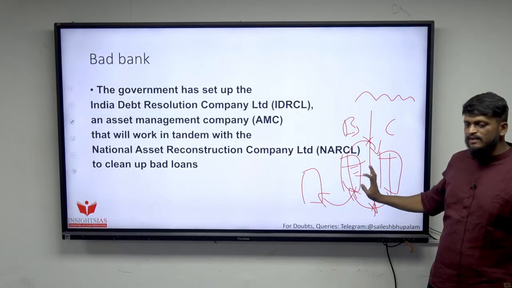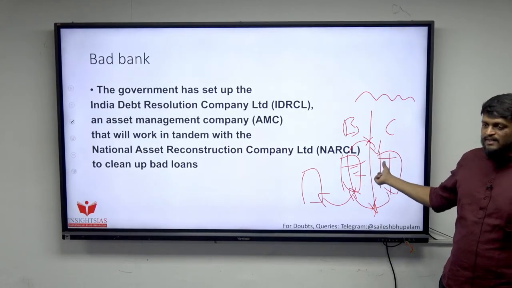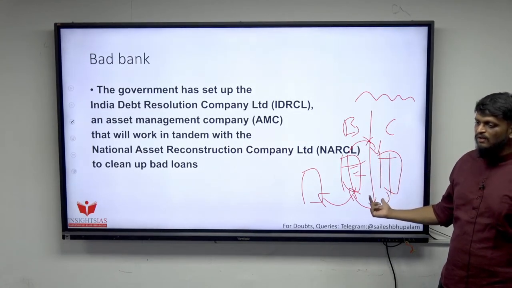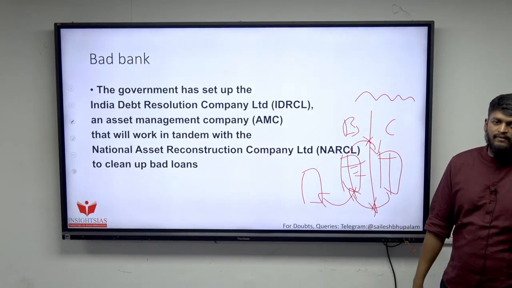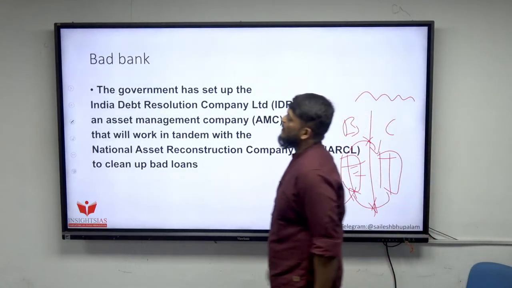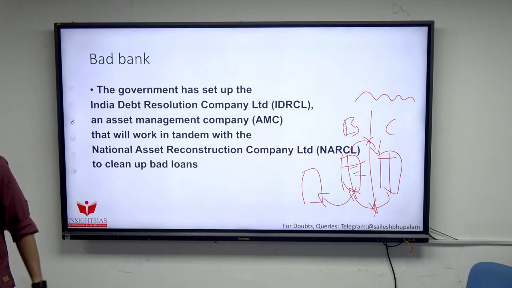Once banks' balance sheets are better, will they be able to give new loans to corporates or not? And if corporates are able to get new loans, will their problems get resolved or not? That means we can resolve this twin balance sheet syndrome using a bad bank. This was the proposal. But when it came in 2016, they felt that it was not good, that right now there is no necessity.